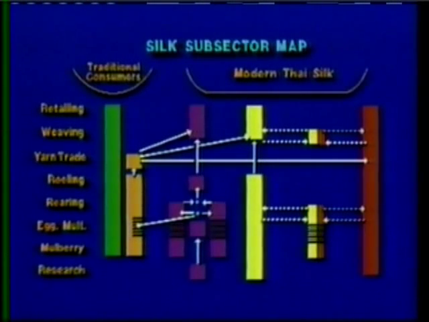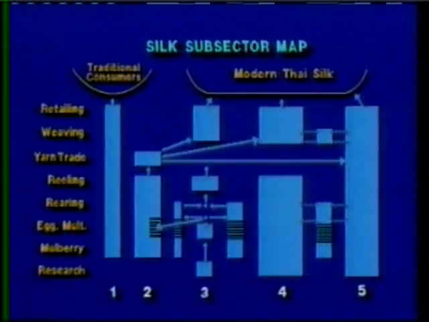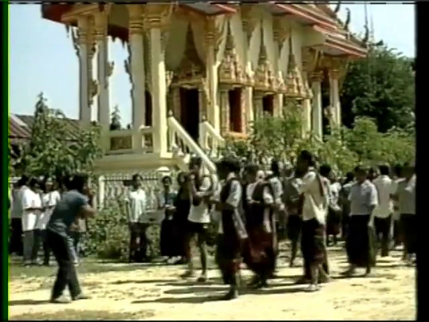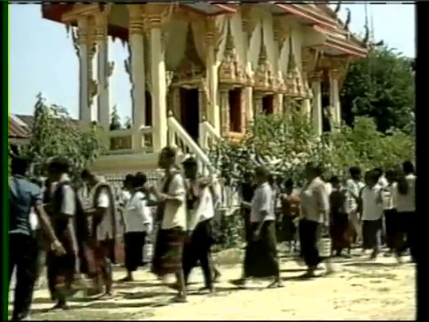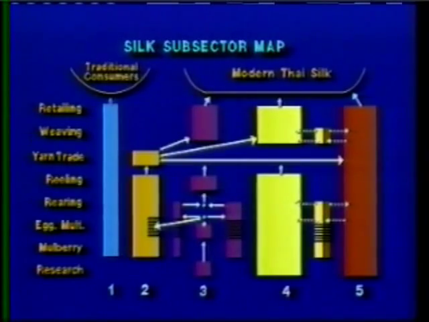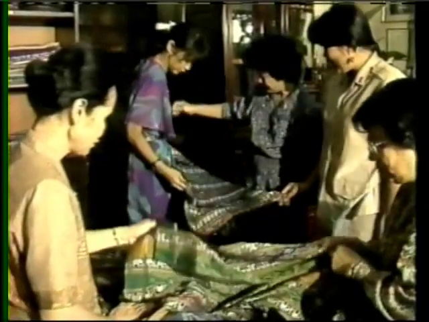Aligning the participants in this way allows you to distinguish among different supply channels. By adjusting the width, you can indicate the relative size of each channel. The traditional household producers in Channel 1 supply the traditional sarong and matmi cloth for ceremonial use. The remaining channels service the much larger modern Thai silk market, selling to tourists, export, and upscale Thai consumers.